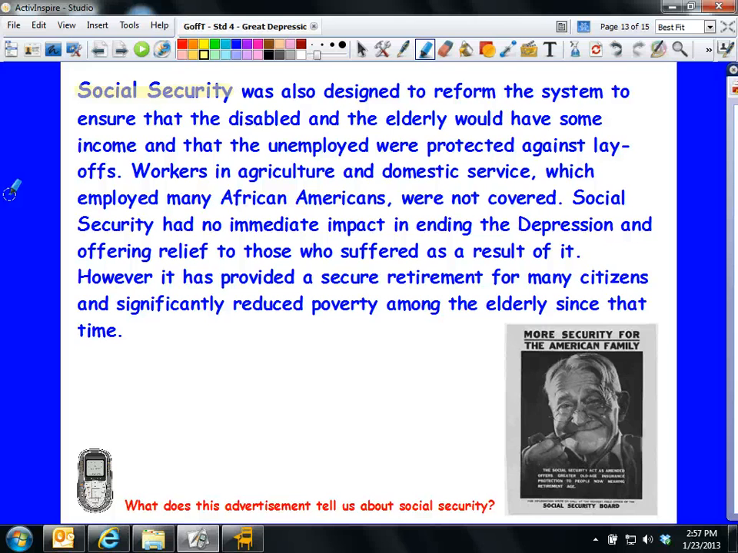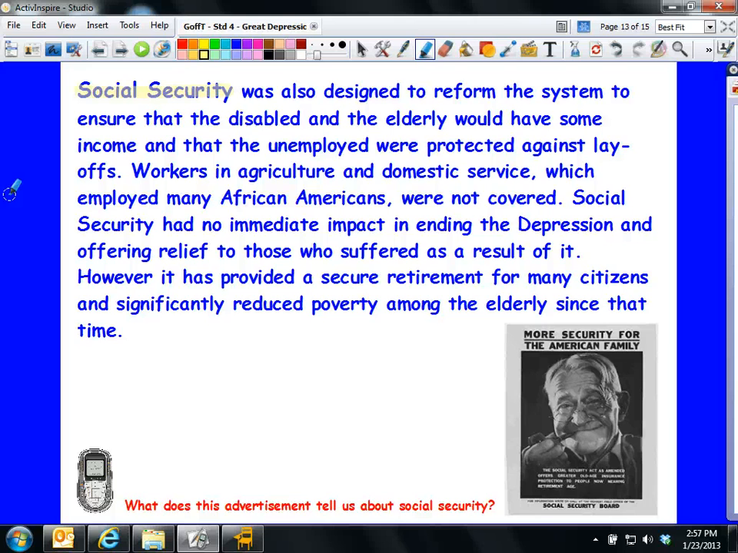and it affects two groups of people: disabled, so those who are unable to work physically, and then also the elderly. Many of you may actually know people that have retired and draw Social Security, and that's how they survive. That's what they use to pay their bills, to buy their food. That's the money that they're using to live on, is Social Security.